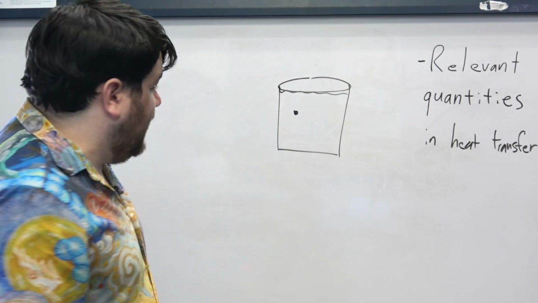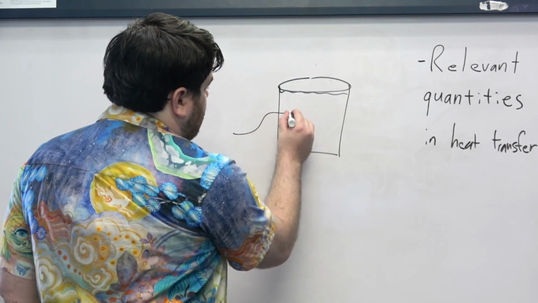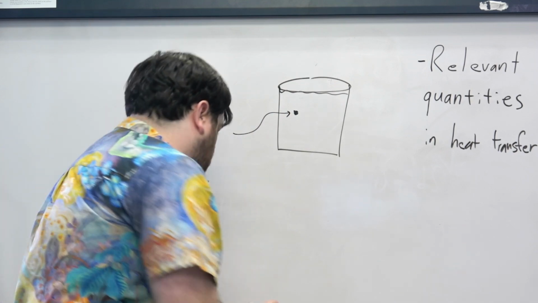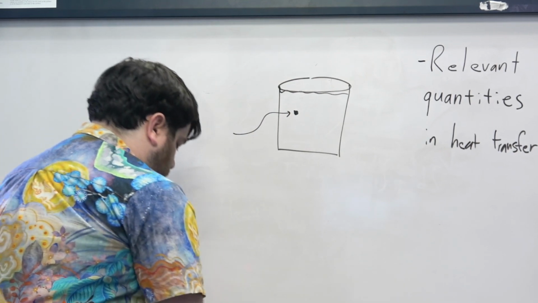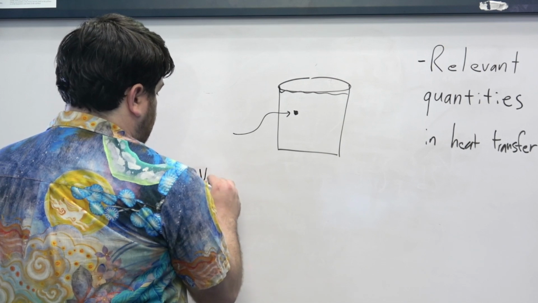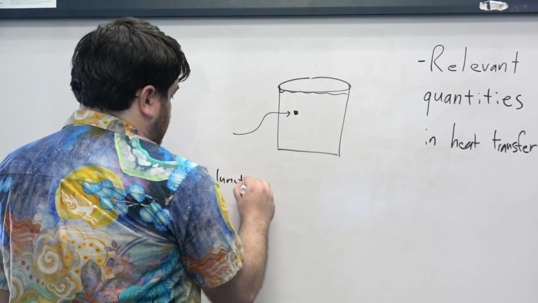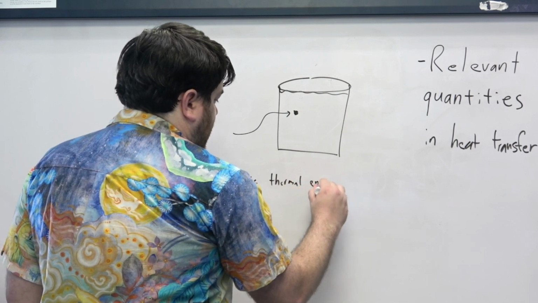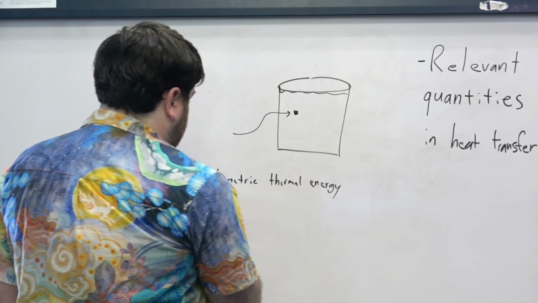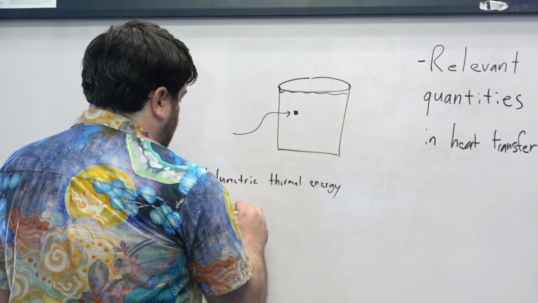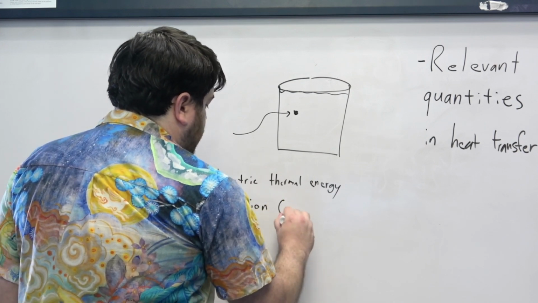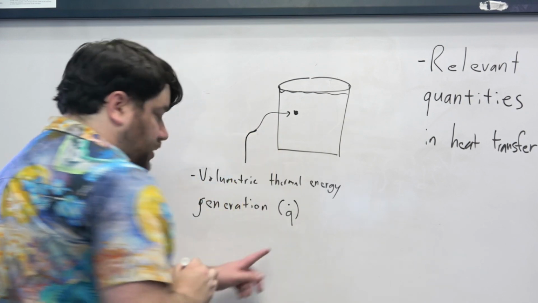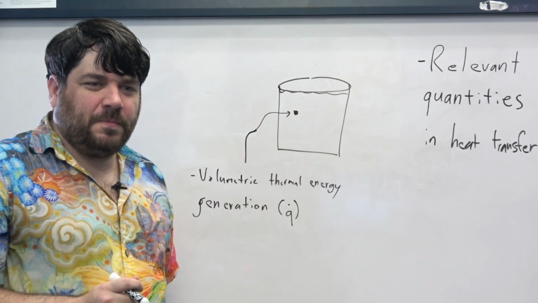And that process can be described using, and pardon me, I got to make sure that I write this correctly, a volumetric thermal energy generation, which I'm going to refer to using the variable q dot, okay?